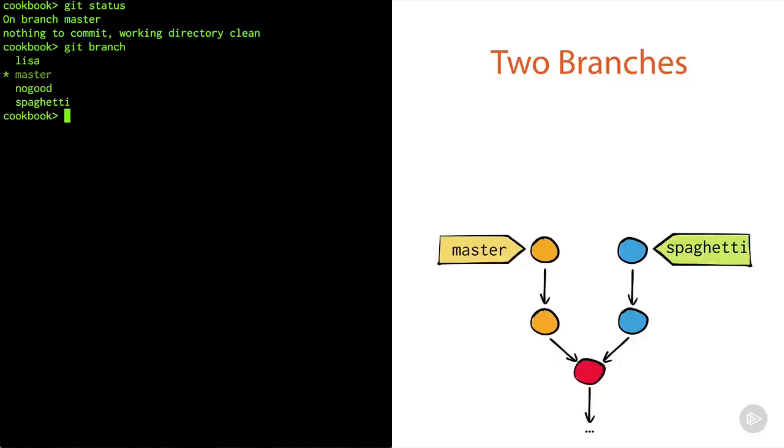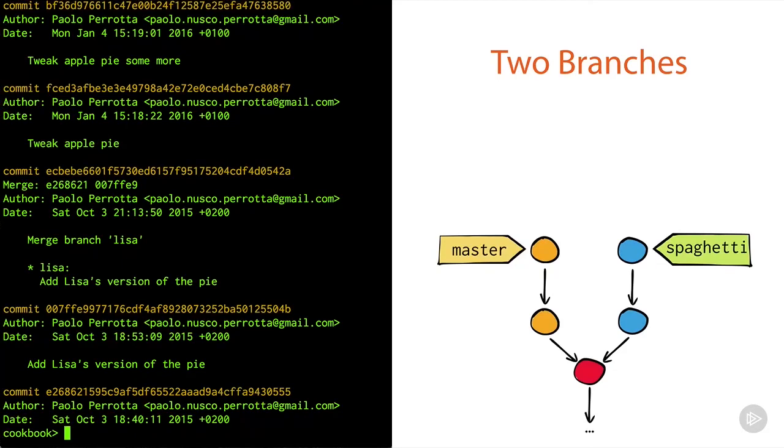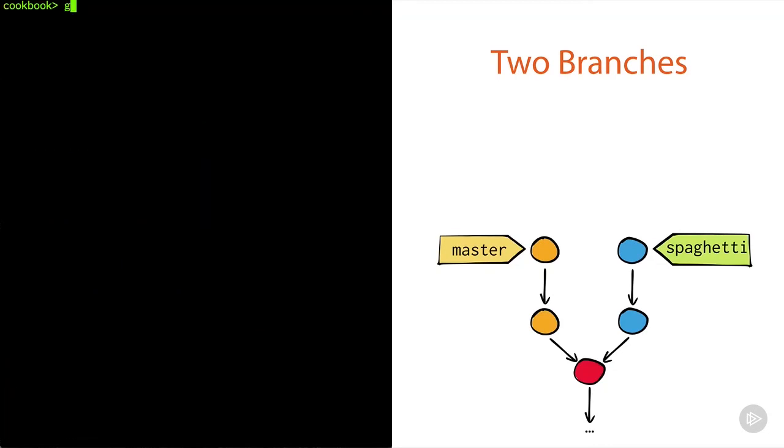Here is our cookbook project again. I worked on it for a bit since the last module, and this is the situation that we have now. There are two branches. The master branch got a couple of new commits since the last time we looked at it, and these commits changed the apple pie recipe a bit. Just minor changes.